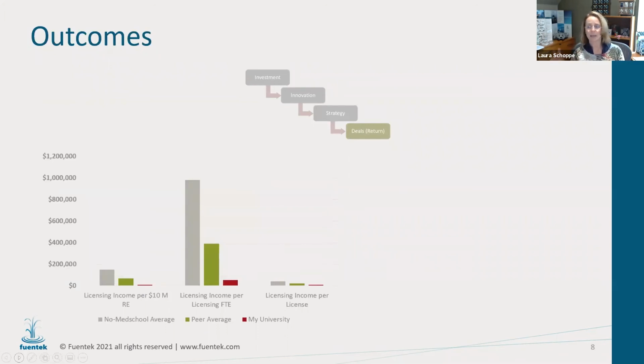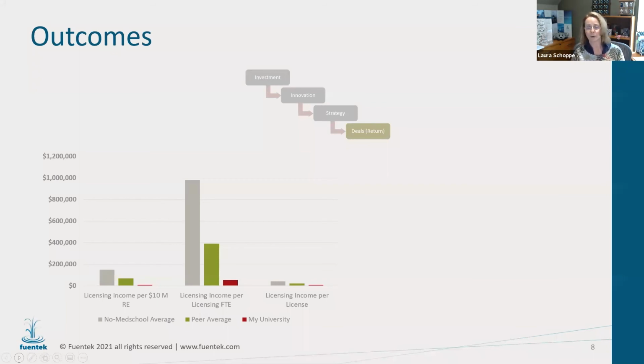Then the outcome, that last block of what's our return on investment and the deals that we are making. Again, my university is not doing well here. I am way below my peers in my licensing income for 10 million and way below the autumn average for non-med schools. My staff is also not super efficient by comparison to its peers when I normalize or use the ratio of licensing income per FTE or even per license.